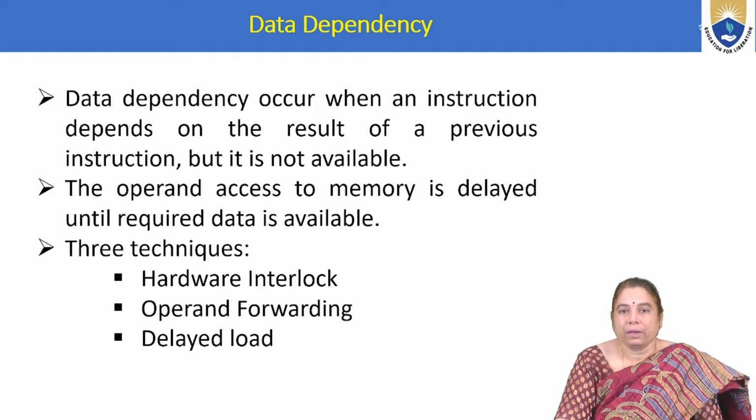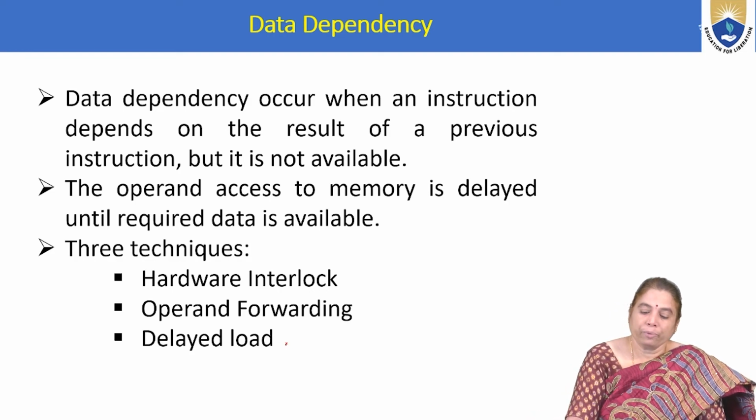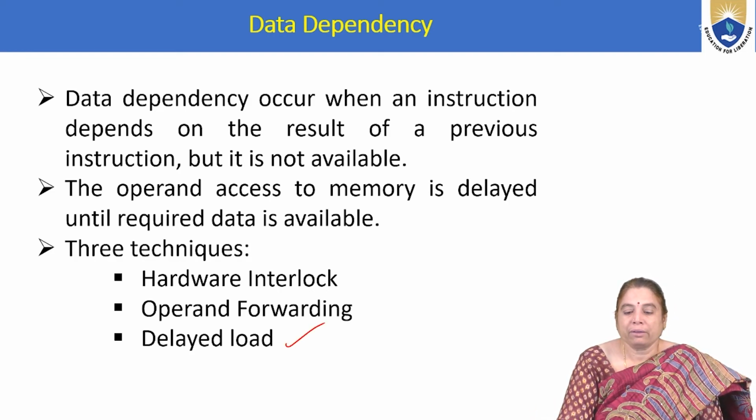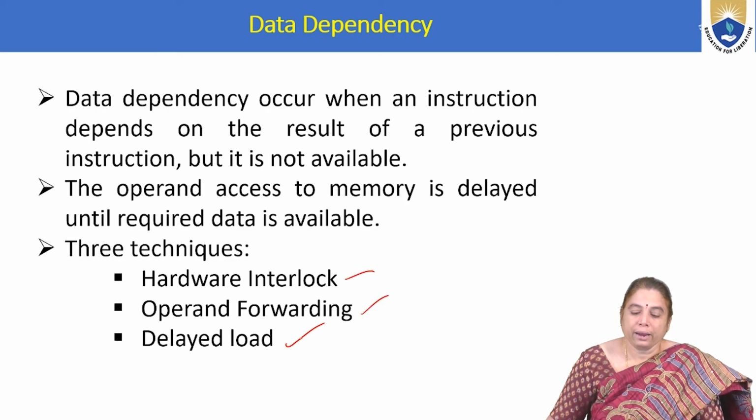With the help of a special hardware mechanism, the data dependency can be identified, and if any conflict arises, the operands can be forwarded so that the operation can be smoothly executed. Next one is delayed load. Here also the detection mechanism can identify the data dependency conflict with special hardware, and the load can be delayed so that the operation waits for some time until the required data is available, so that the data dependency conflict is resolved. So the three techniques to resolve the data dependency conflict are hardware interlock, operand forwarding and delayed load.